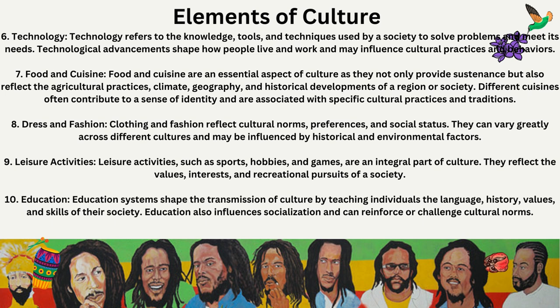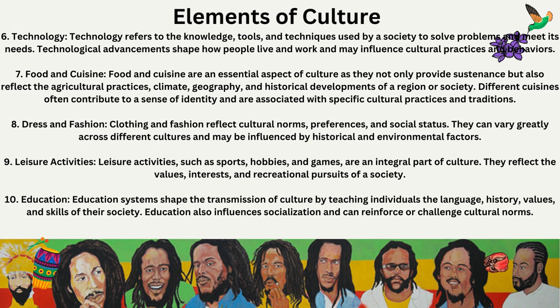Number 7, food and cuisine. Food and cuisine are an essential aspect of culture as they not only provide sustenance but also reflect the agricultural practices, climate, geography, and historical developments of a region or society. Different cuisines often contribute to a sense of identity and are associated with specific cultural practices and traditions.